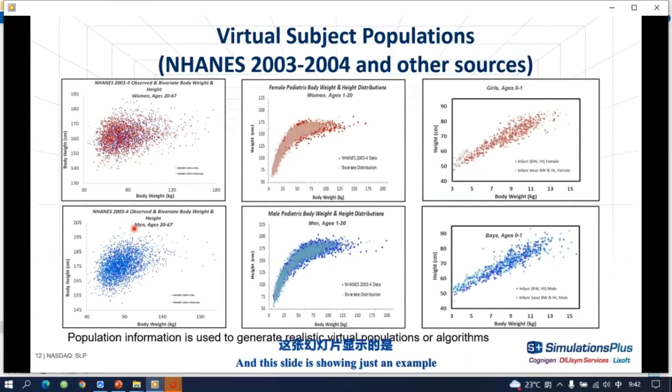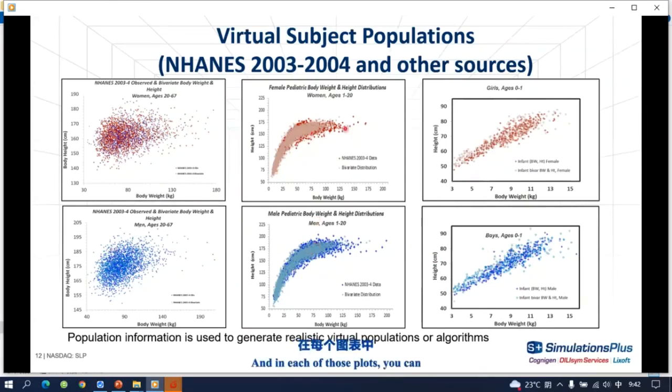And this slide is showing just an example of populations created by our population simulator, so virtual populations of subjects. The first column is showing adults, 20 years and older. The middle column is showing children to adolescents, 1 through 20 years. The right column is showing infants, 0 to 1 year. The top row is for female, bottom row for males.